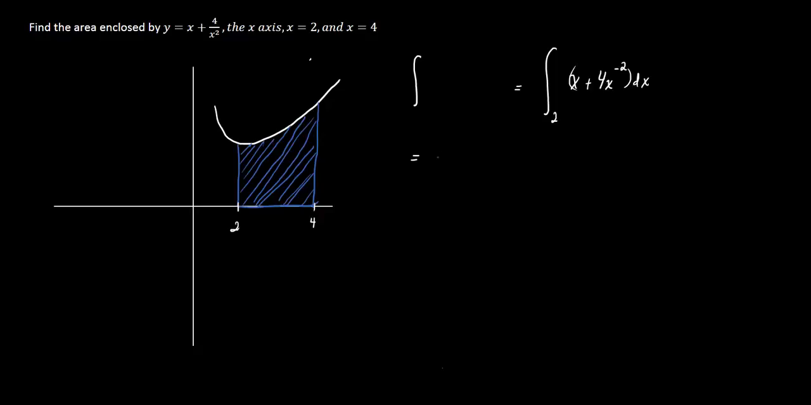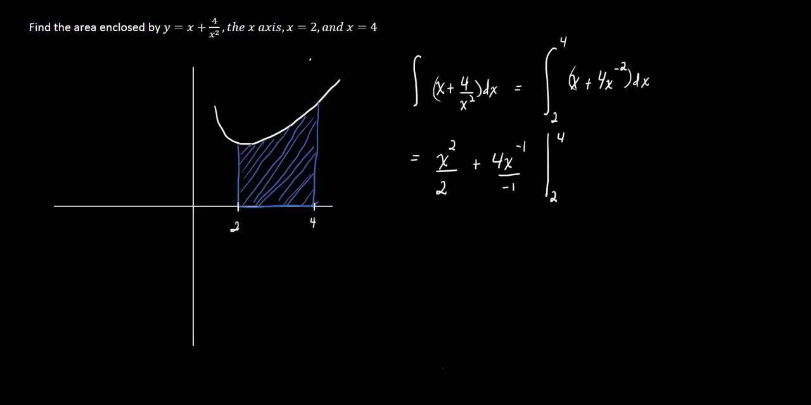So now we're going to integrate this. So we're going to have x squared all over 2 plus 4x to the negative 1 divided by negative 1. And this is going to be bound from 2 to 4. Again, that's bound from 2 to 4. And I'll just rewrite this because it annoys me when it just starts depleting.